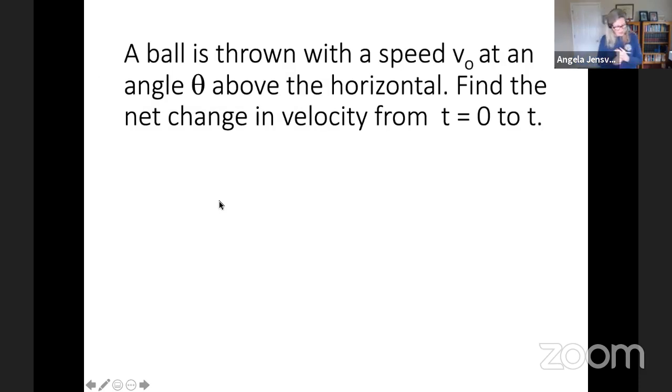Now you have a ball that was thrown. This is a projectile. I want you to find the net change in velocity from 0 to t, the change in velocity.